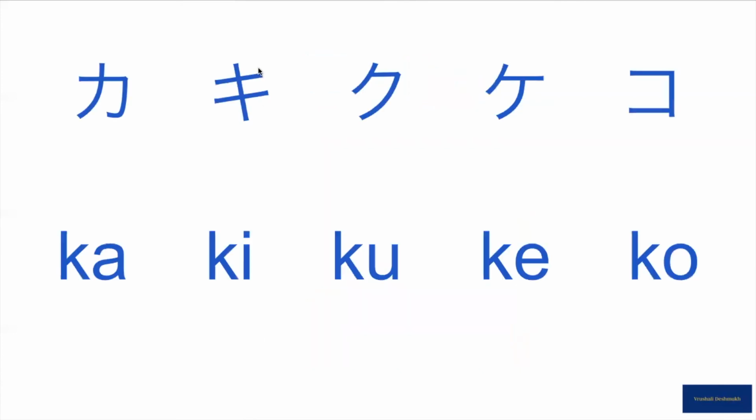So just now we have seen ka, ki, ku, ke, ko. I hope you remember the mnemonic hints for that. In this video we have seen a, i, u, e, o and ka, ki, ku, ke, ko. We will continue learning katakana syllables in the next videos as well.